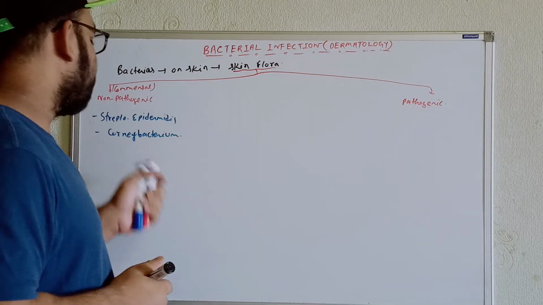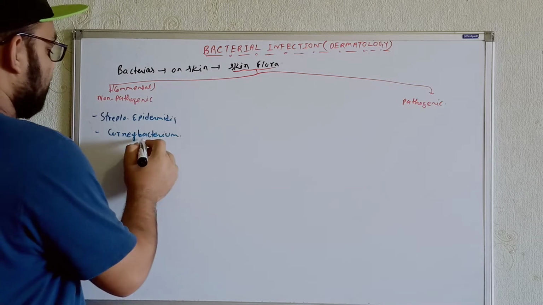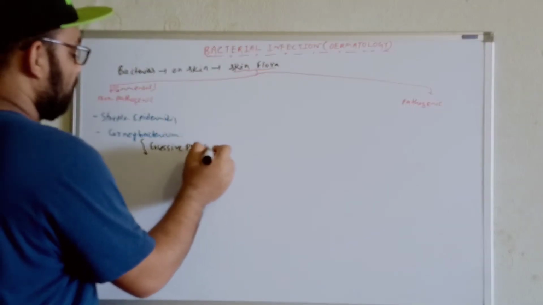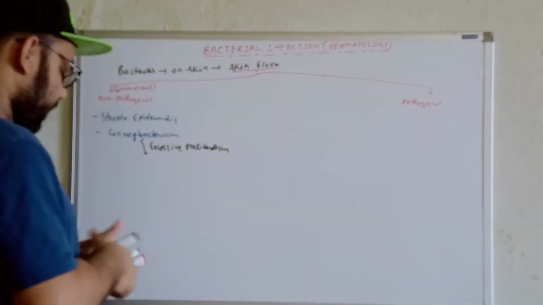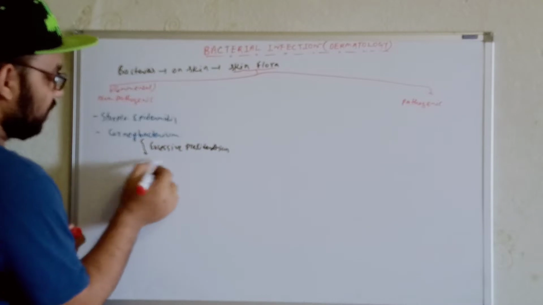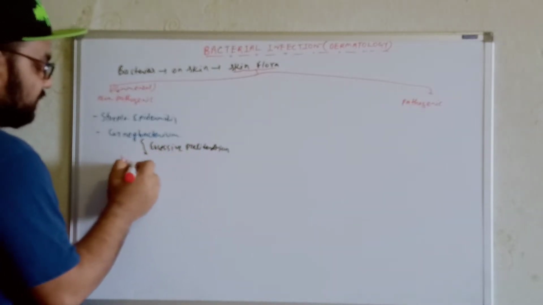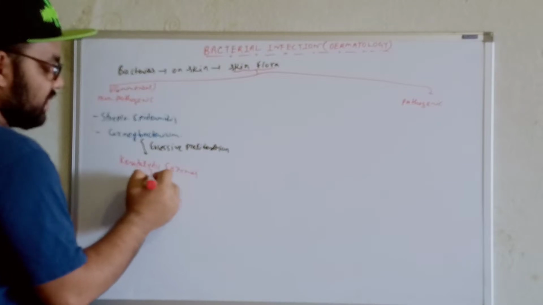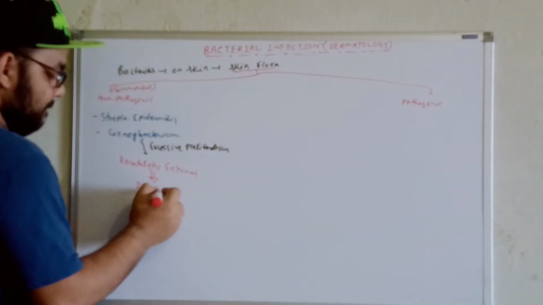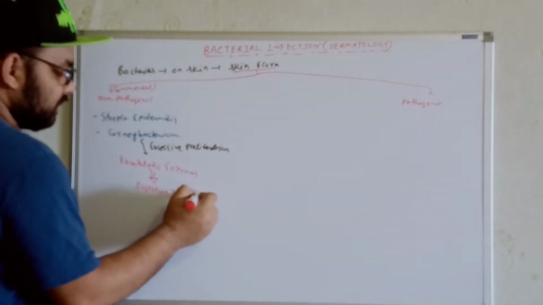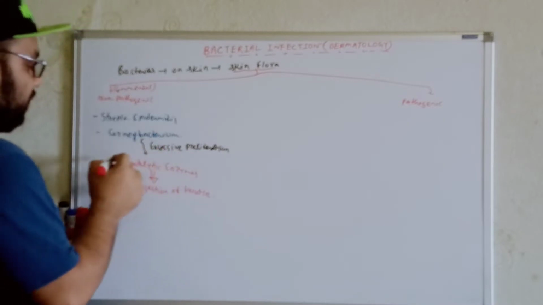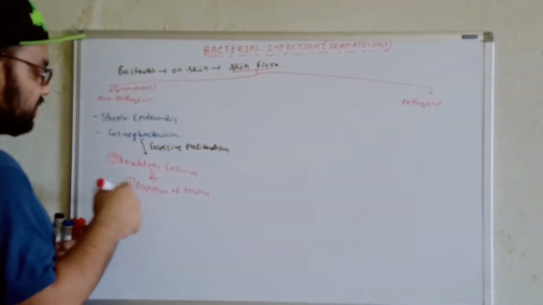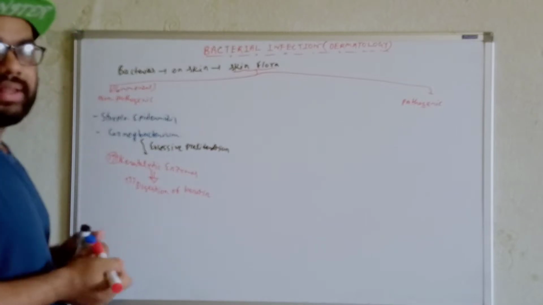But excessive proliferation of these bacteria can be pathogenic. For example, with the Corynebacterium, under excessive proliferation, they will secrete keratolytic enzymes, and what they will do is digest keratin. If the proliferation is more and more, there will be more secretion of the keratolytic enzymes, and as a result there will be more digestion of the keratin.